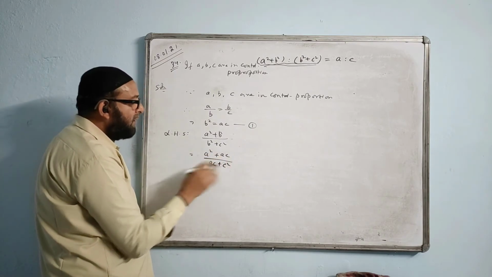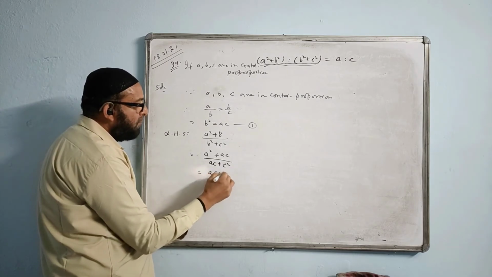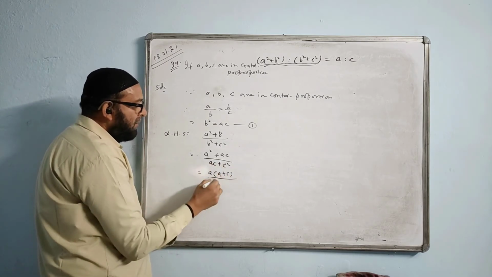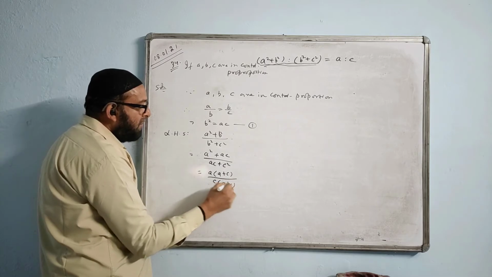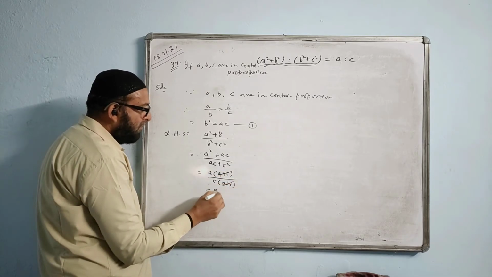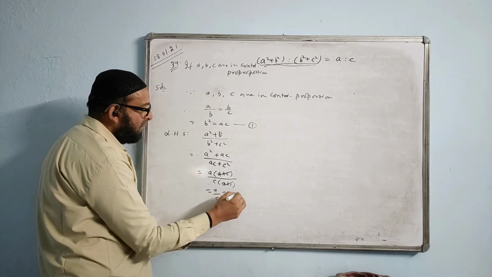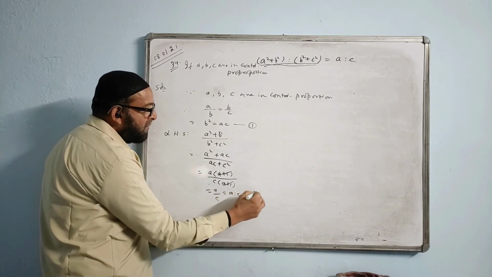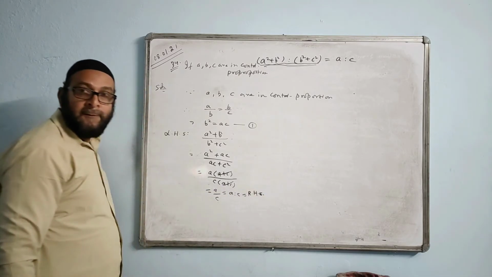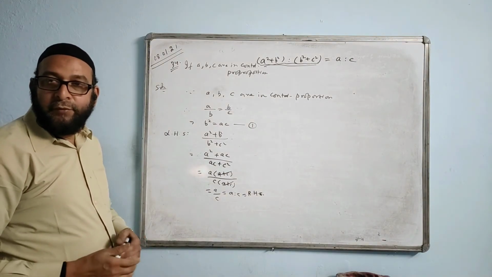Take common up here, take common down. You take A common up, you get A plus C. In the denominator C is common, here you get A plus C. These two cancel. The answer therefore is A by C, that means A is to C, which is equal to the RHS, and hence proved.